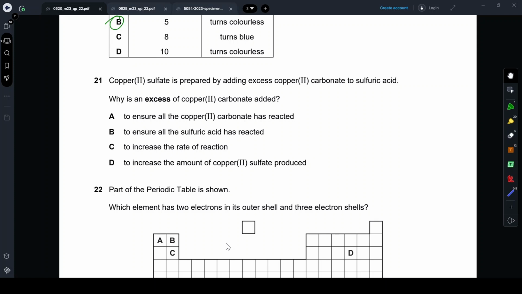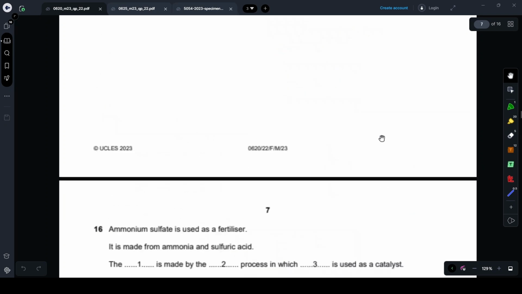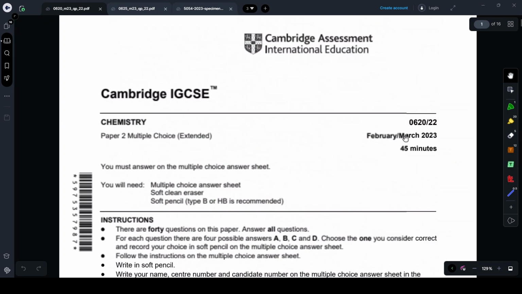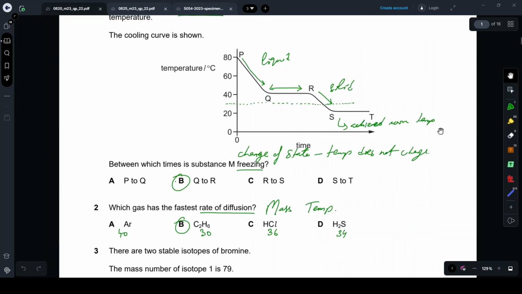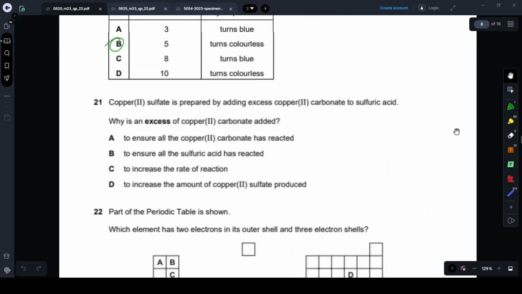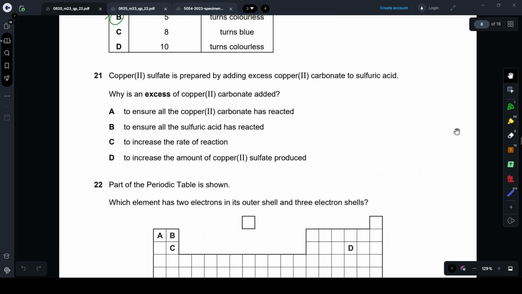So, Bismillah ar-Rahman ar-Rahim, continuing with the 0620 March 2023 paper 2, variant 2, right? If I'm not mistaken, it's 22. So, yes, paper 2, extended multiple choice, variant 2. We've done half of it. So, let's continue with question 21.